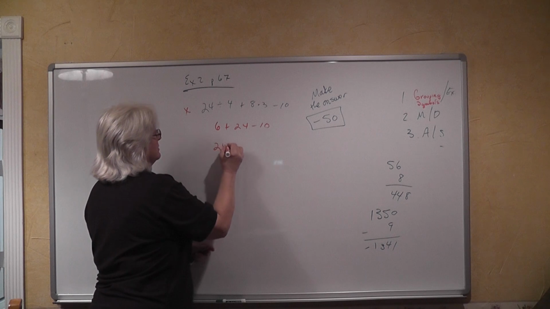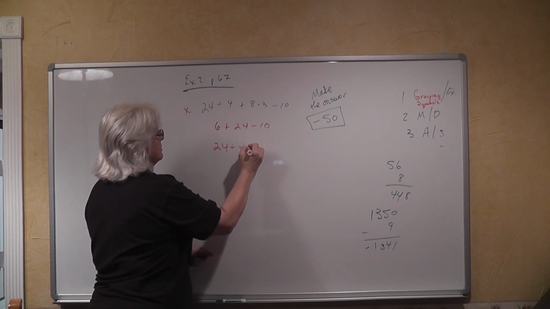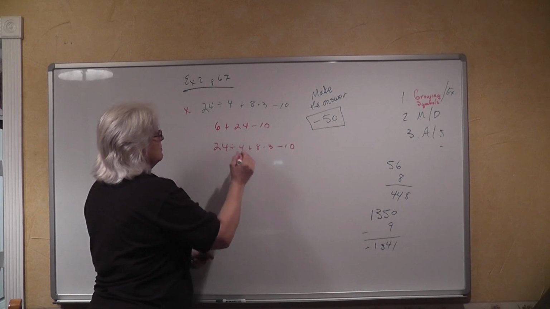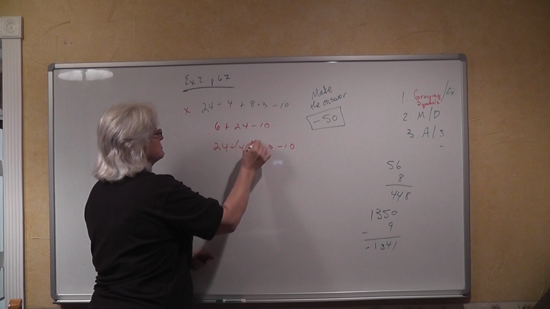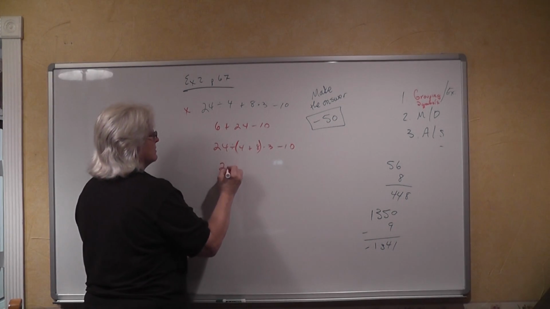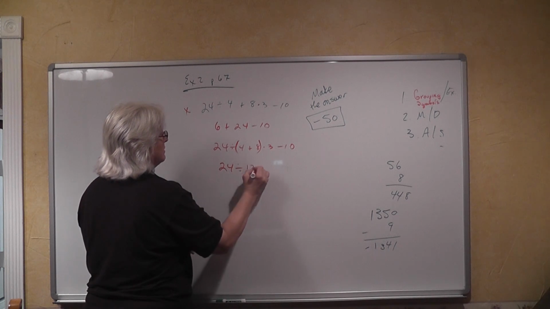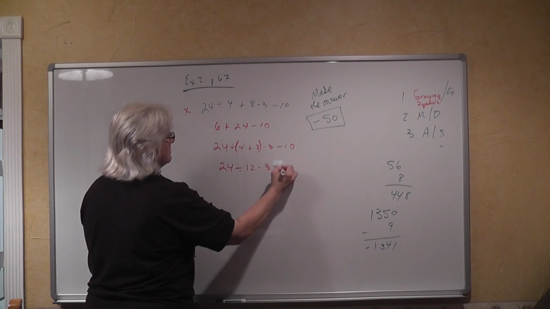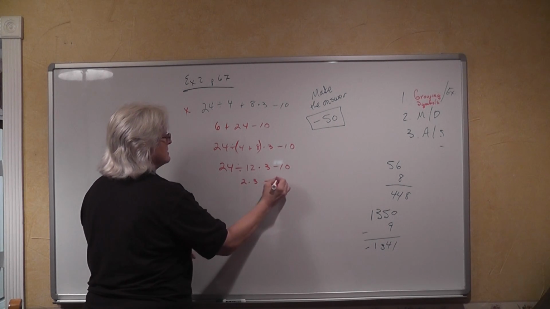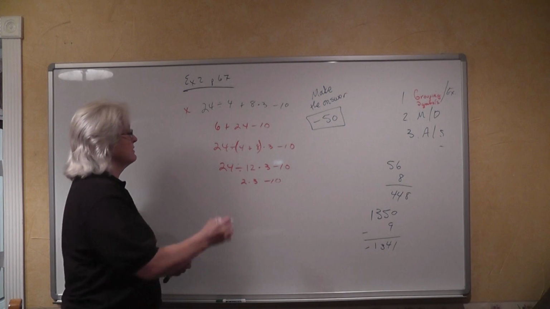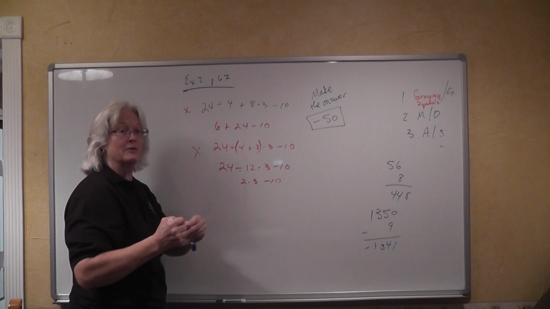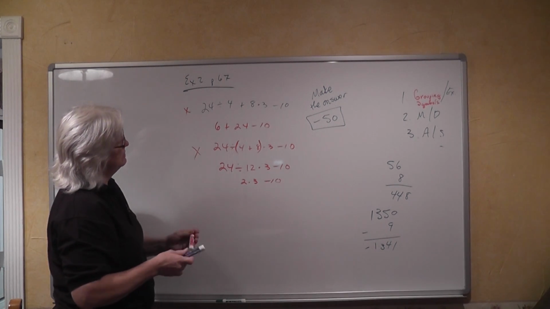What else could you do? 24 divided by 4 plus 8 times 3 minus 10. What if you said, put those parentheses in there. Let's group those together. 24 divided by 12 times 3 minus 10. 2 times 3 minus 10, well, that's not going to work either, is it? 6 minus 10, we want it to be a negative 50. What else could we do?